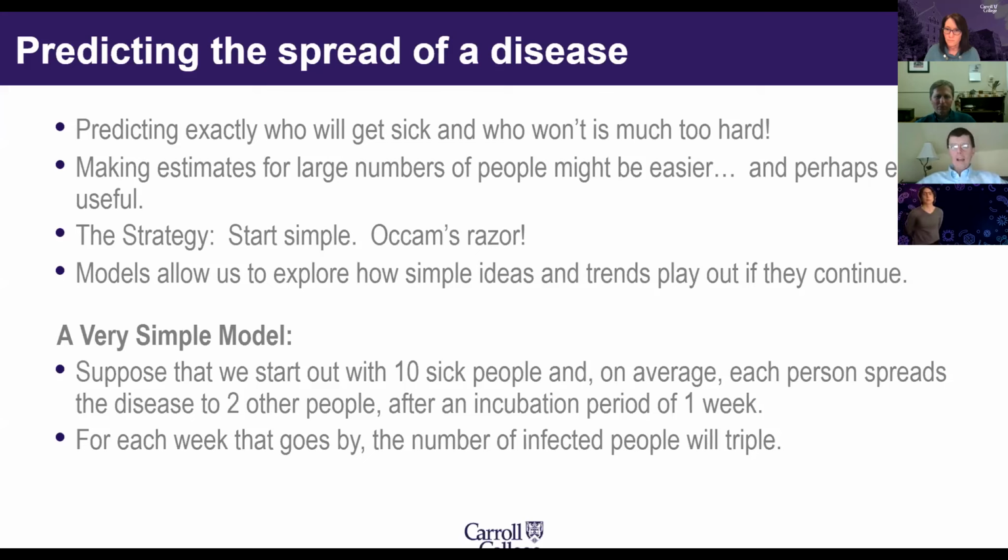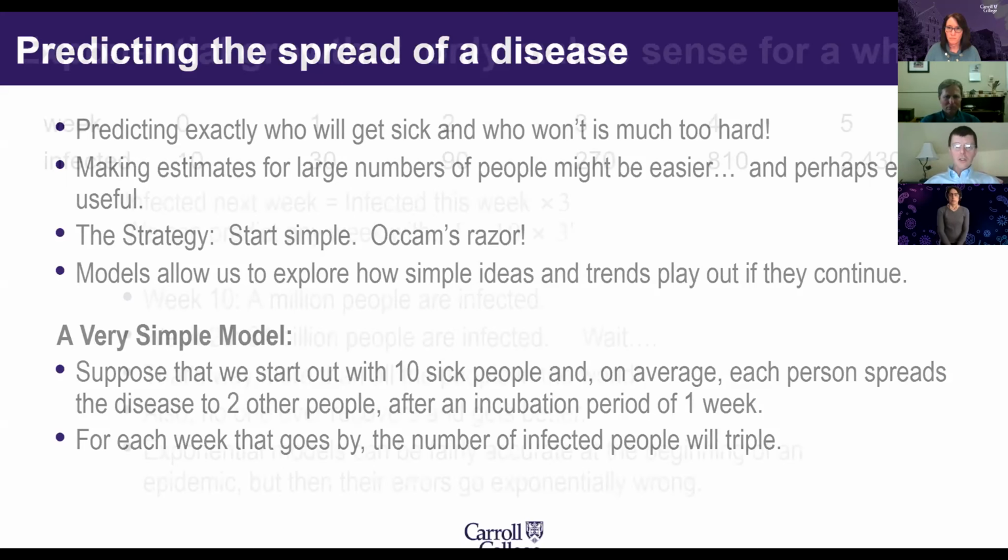All right, so let's play mathematical modeling with this. Here's about the simplest possible thing we could do. Just suppose, as an exploratory scenario, we start out with 10 sick people and we assume that on average, each person spreads the disease to 2 other people after an incubation period of 1 week. As a result, for every week that goes by, the number of infected people will triple.